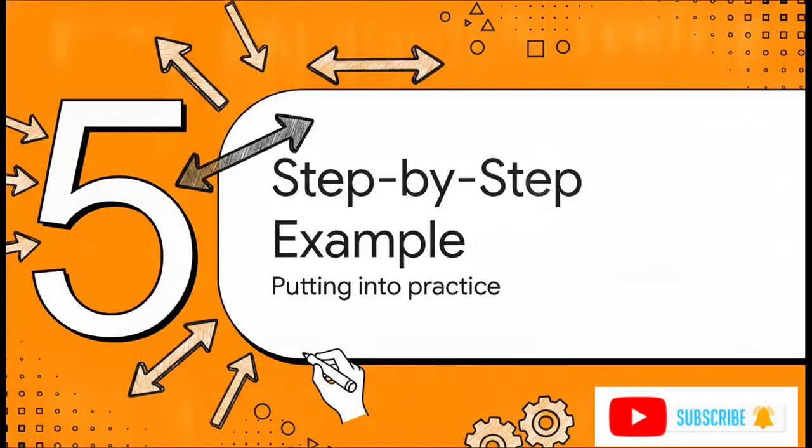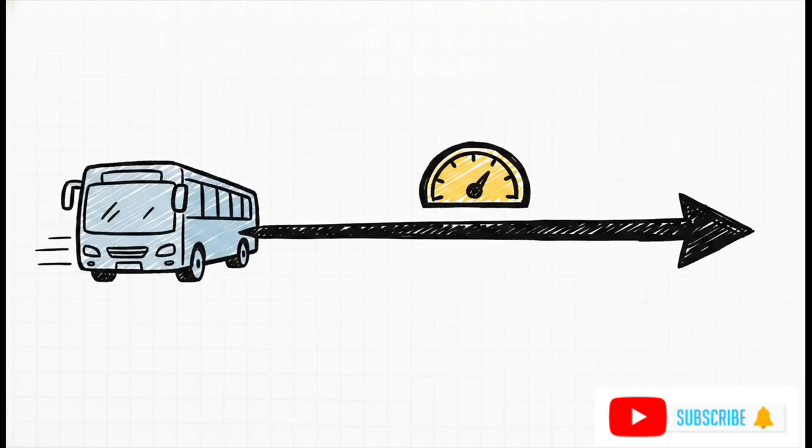Section 5, a step-by-step example. Let's put this into practice together. Okay, here is our problem. A bus is moving with 50 kilometers per hour velocity towards the east. Notice how this connects right back to the very first question we asked at the start of our explainer? We have our magnitude, 50 kilometers per hour, and our direction, east.